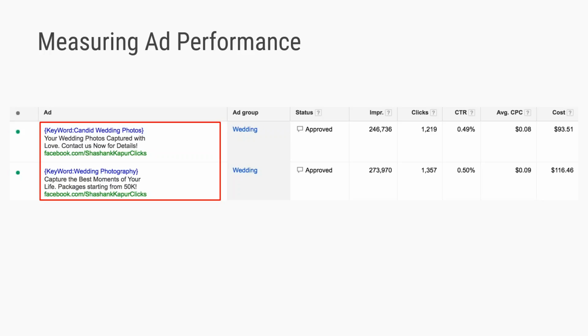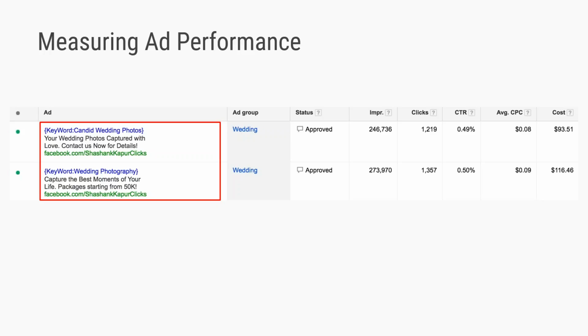Packages start from 50K. If I want to see which of these 2 ads resonates with the audience well, I see that the one which says packages start from 50K has a higher click-through rate. It's around 0.5%. In this case there's not much difference, but you will see a stark difference in real campaigns. This is just a demo account that I have used.